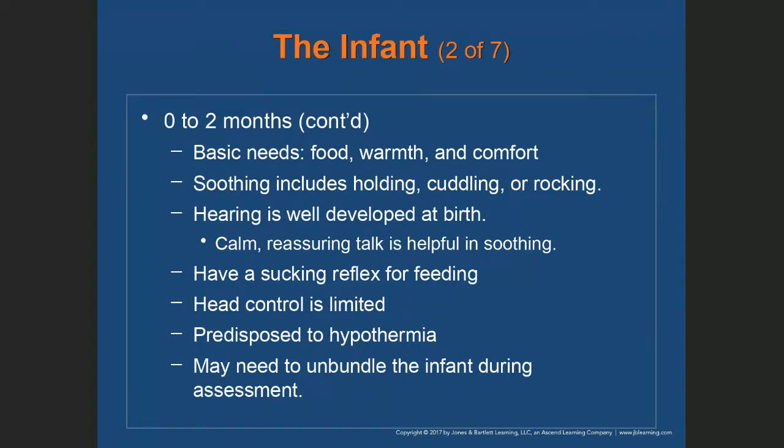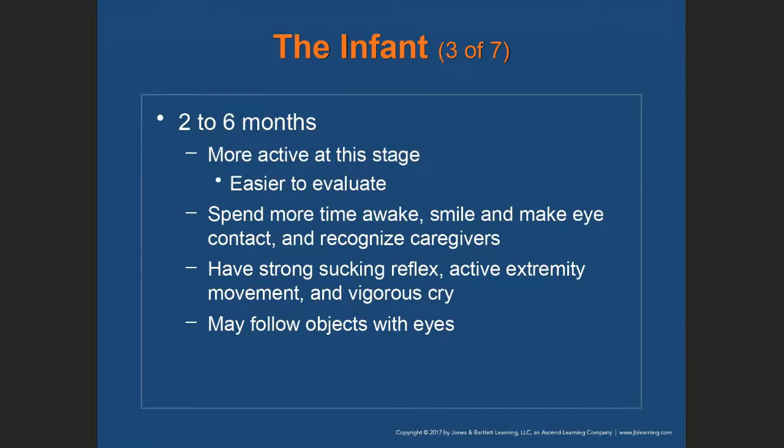during assessment. At 2 to 6 months, they are more active. At this stage, they are a little easier to evaluate. They spend more time awake. They smile, they make eye contact, they recognize caregivers. They have a strong sucking reflex. Their extremities are very active, and they have a strong cry. They may follow objects with their eyes.